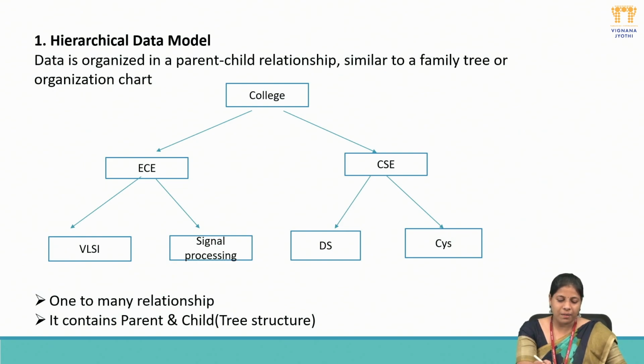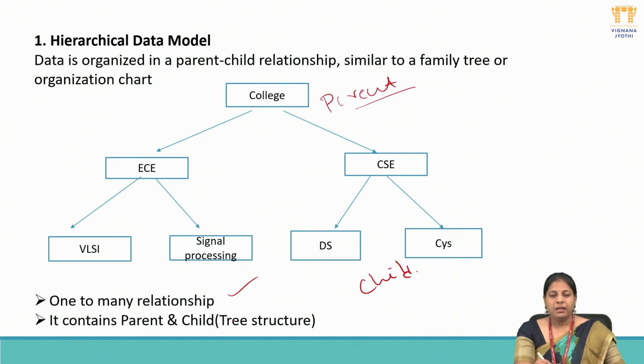In hierarchical data model, the data is stored in the form of tree structure. Here, we call it as parent and child. Data is organized in a parent-child relationship, similar to a family tree or organization chart. Here we call it as one-to-many relationship. One parent and many children. We already discussed that it is a tree structure.